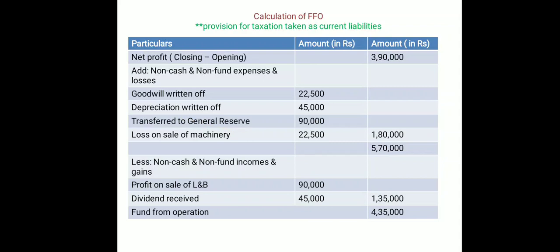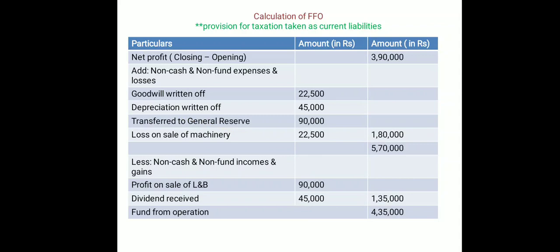Now right now I am treating it as a current liability. So as I told you, when I'm going to treat it as a current liability, it will appear in our first step, that is the statement showing changes in working capital, and it will not appear in the further steps. It will not appear in your fund flow statement or fund from operation.